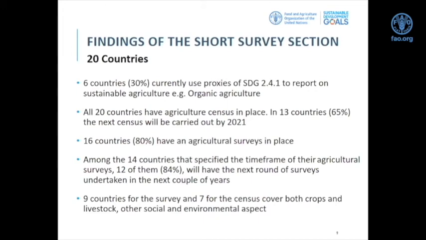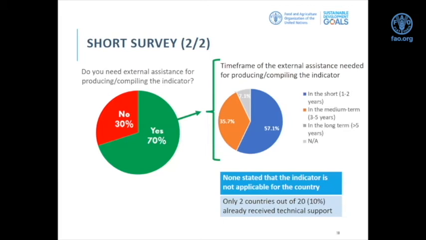About the coverage of surveys and census, 9 countries for the survey and 7 for the census cover both crop and livestock, other social and environmental aspects all together in the same survey census. Then we have investigated the technical assistance needed for producing and compiling the 2-for-1 indicator. 70%, which were 14 countries, responded that they needed assistance.